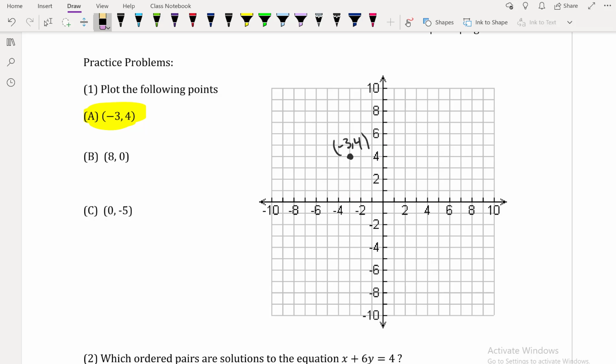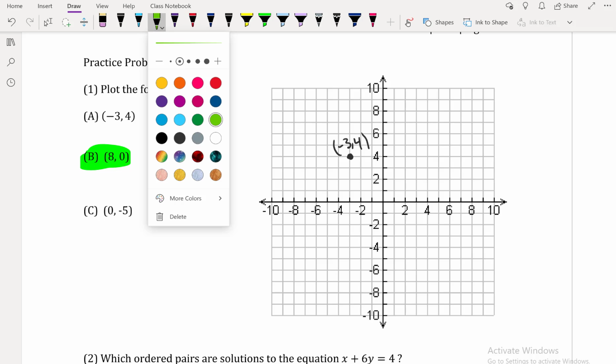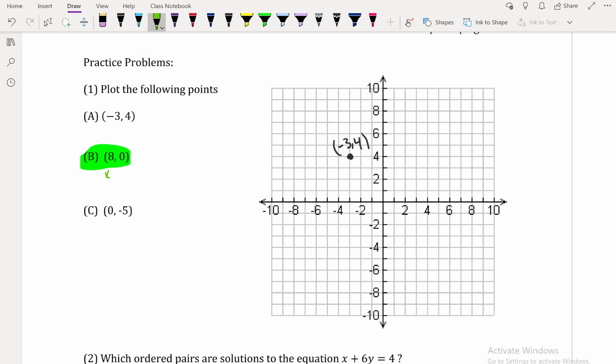Okay. So likewise, let's look at B here, which is 8, 0. That means the x value is 8 and the y value is 0. So here, my x value is 8 and the y value is 0. So that point would be 8, 0.